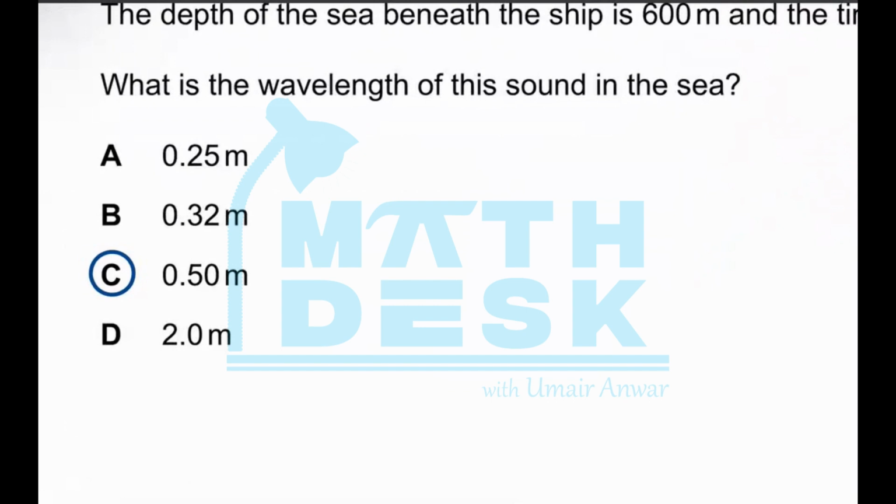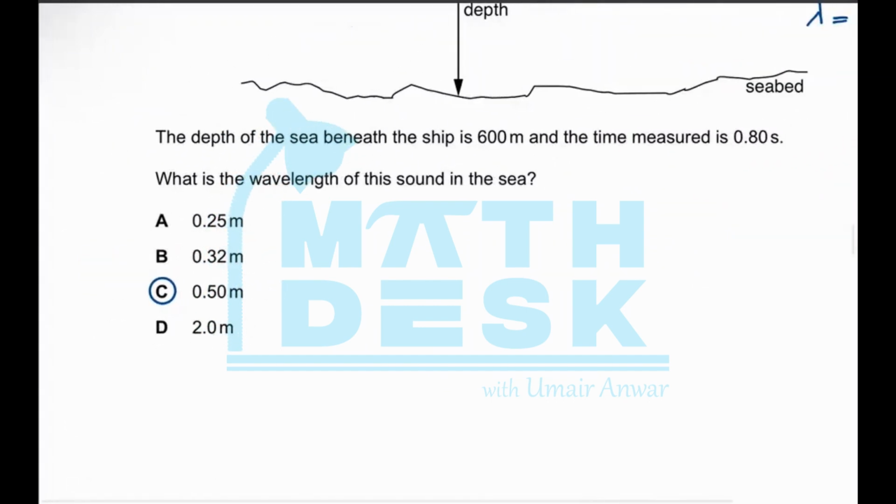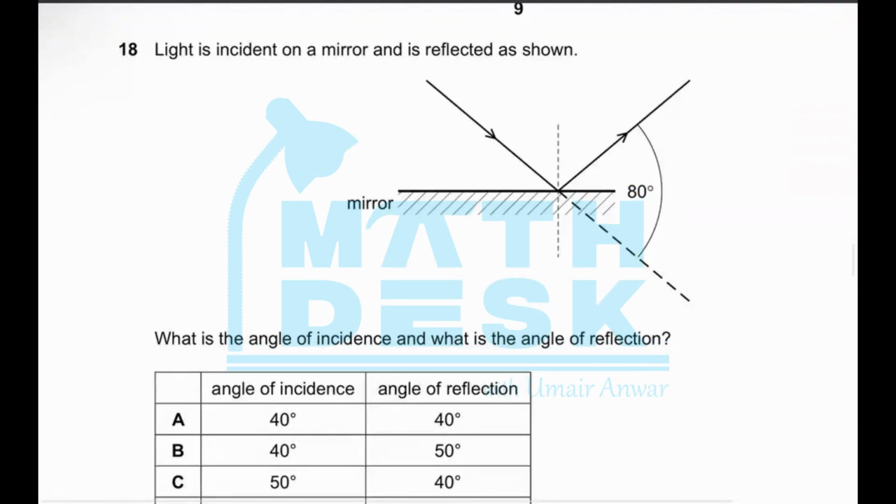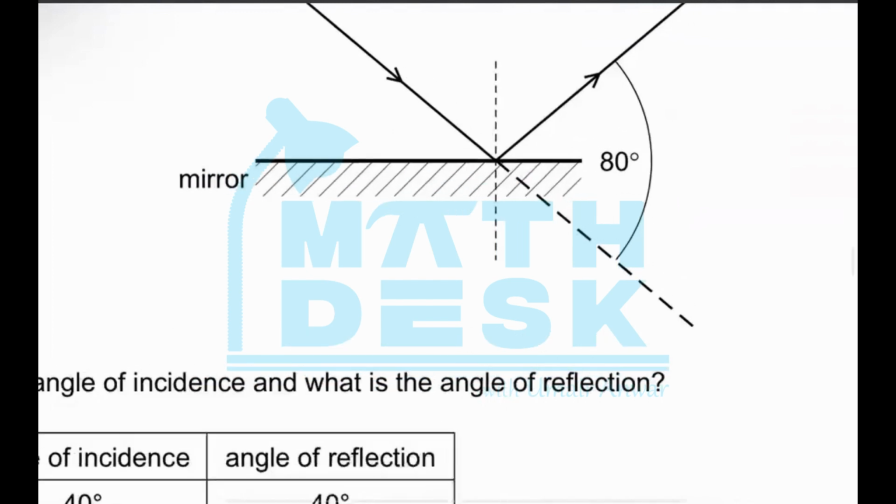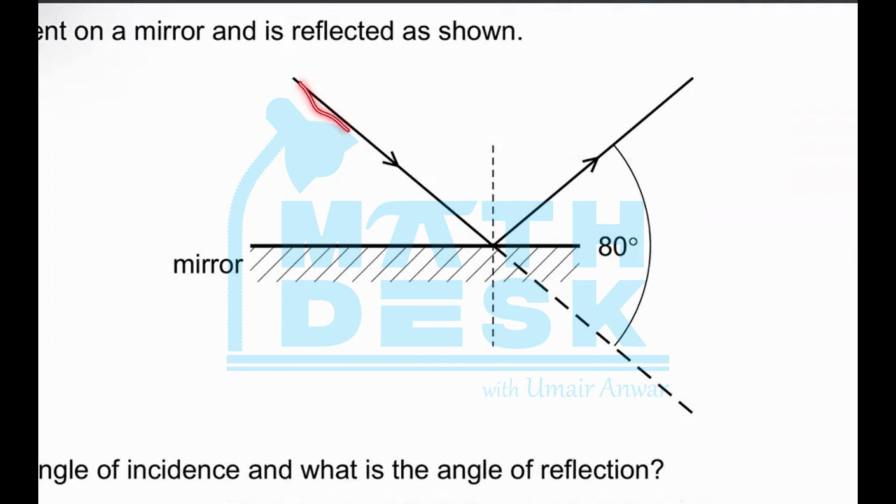The next question, question number 18, it says light is incident on a mirror and is reflected as shown. Now the light wave is coming from this direction. It strikes the mirror over here. It is the point of incidence and then it is reflected. According to the laws of reflection, this angle, which is the angle of incidence, measured between the normal and the incident ray, and this angle, measured from the normal to the reflected ray, the angle of reflection, must be equal.